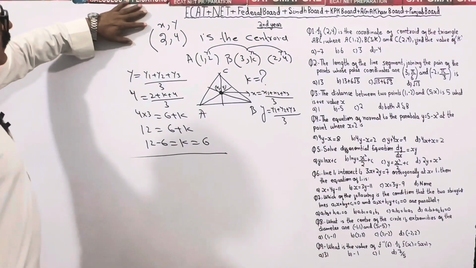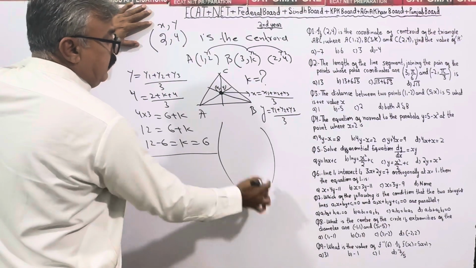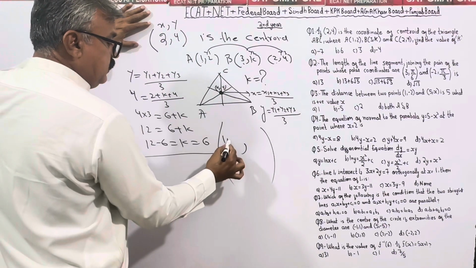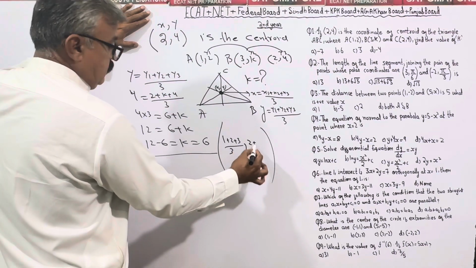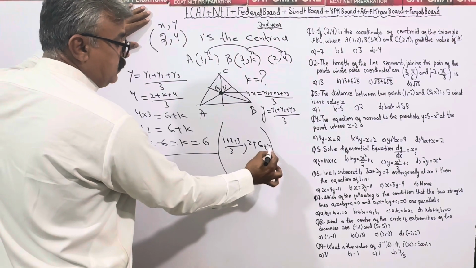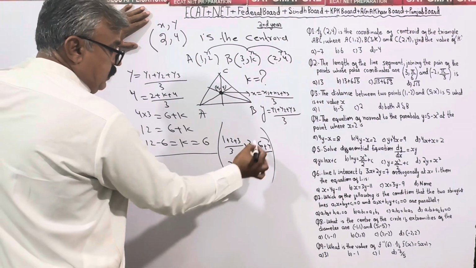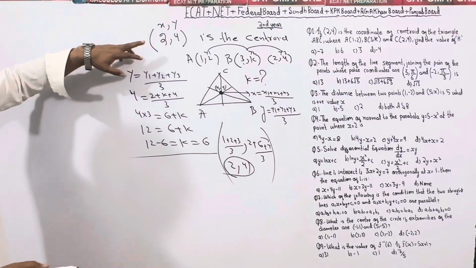One can easily verify the centroid. Let's check the x coordinate: x1, x2, x3, so 1 plus 2 plus 3 divided by 3, which is 6 upon 3, that is 2. And for y, 2 plus 6 plus 4 divided by 3 is 12 divided by 3, that is 4. So (2, 4) is the same centroid.